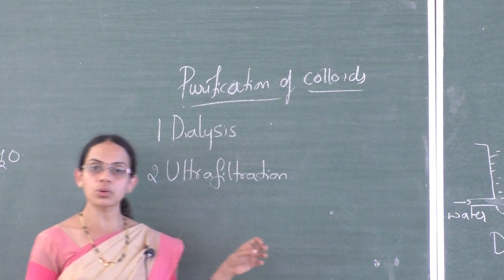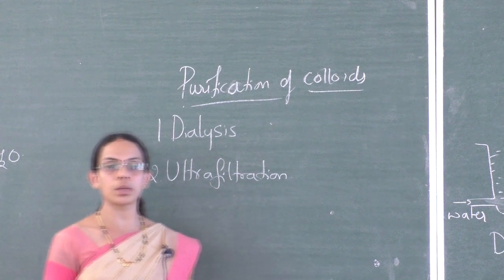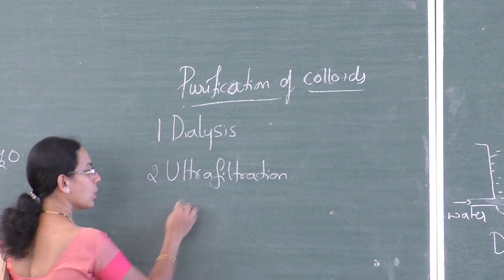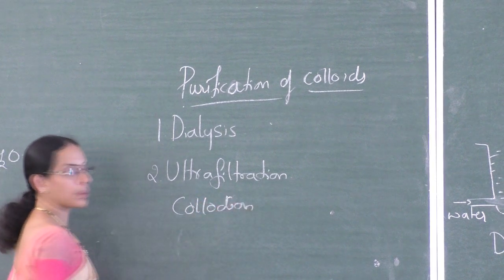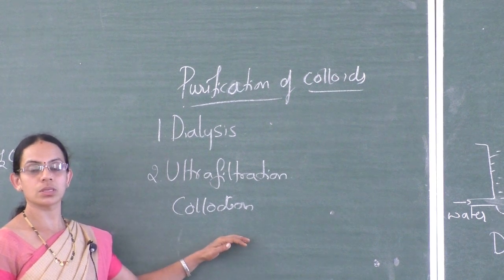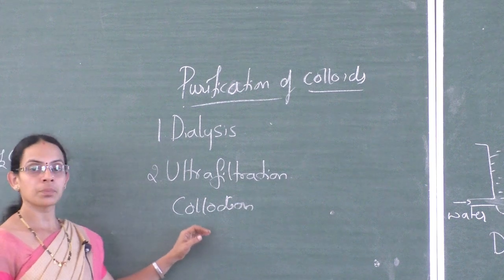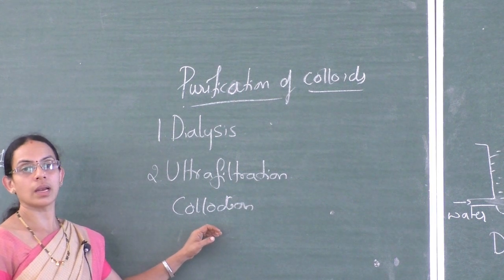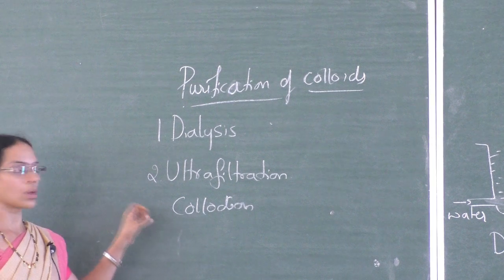To reduce the pore size of the ordinary filter paper, it is dipped into a solution called collodion solution. The ordinary filter paper is dipped in the solution of collodion, meaning the collodion solution is a 4% solution of nitrocellulose in a mixture of alcohol and ether. That mixture is called collodion solution.